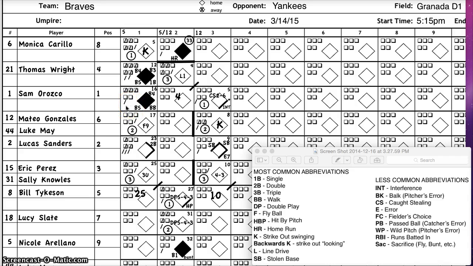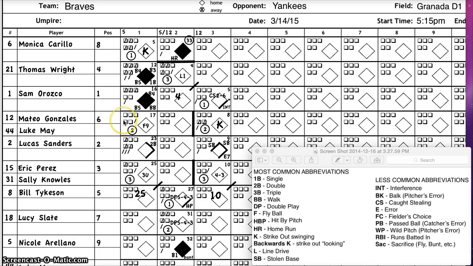Then Sam came up to bat, and he had 4 straight balls. He walked, and that walk allowed Thomas to go to second. I see B3 is how Thomas got to second, so batter number 3, who is Sam, is the reason that Thomas got to second base.